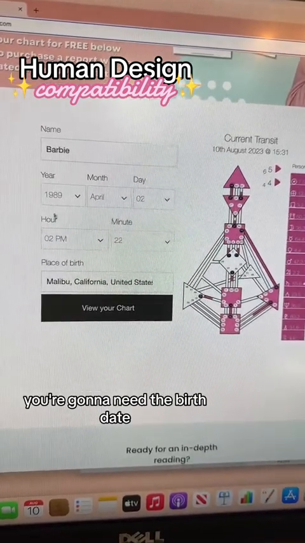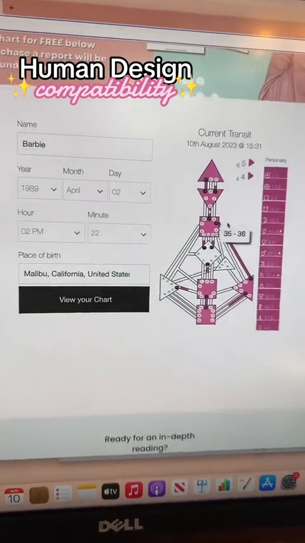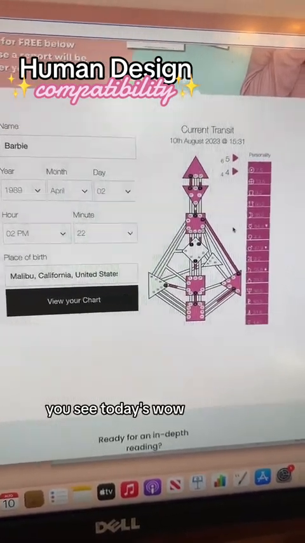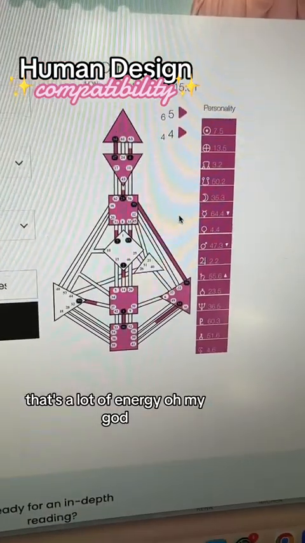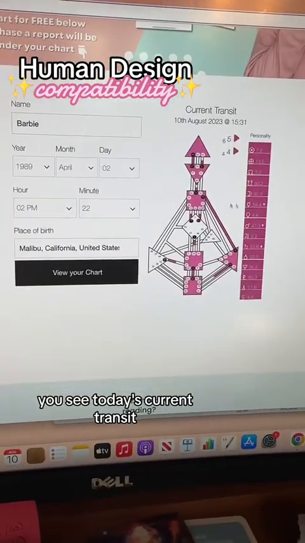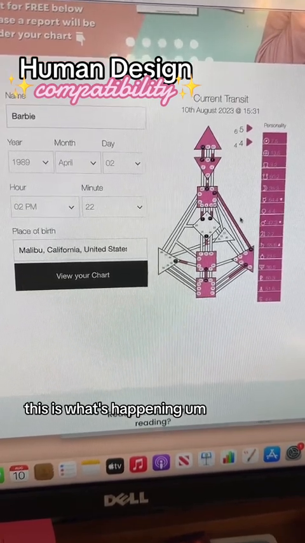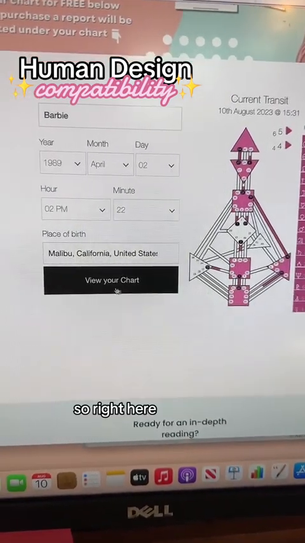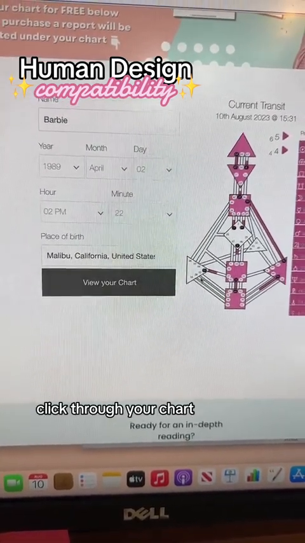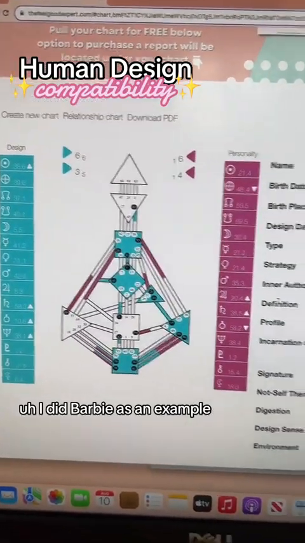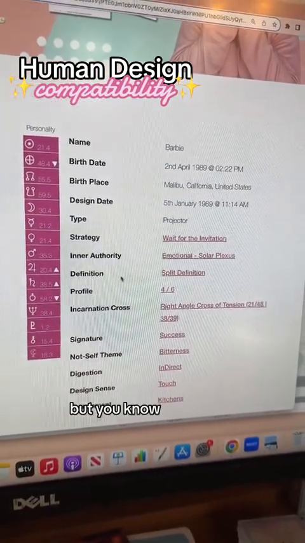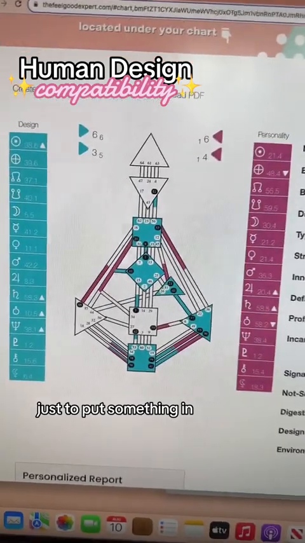You're going to need the birth date, exact time, and location. Over here to the right, you see today's current transit, but this is not your chart. This is what's happening in the ethers for the whole world. So right here, click view your chart. I did Barbie as an example. I don't know Barbie's real birth date, but just to put something in, okay?